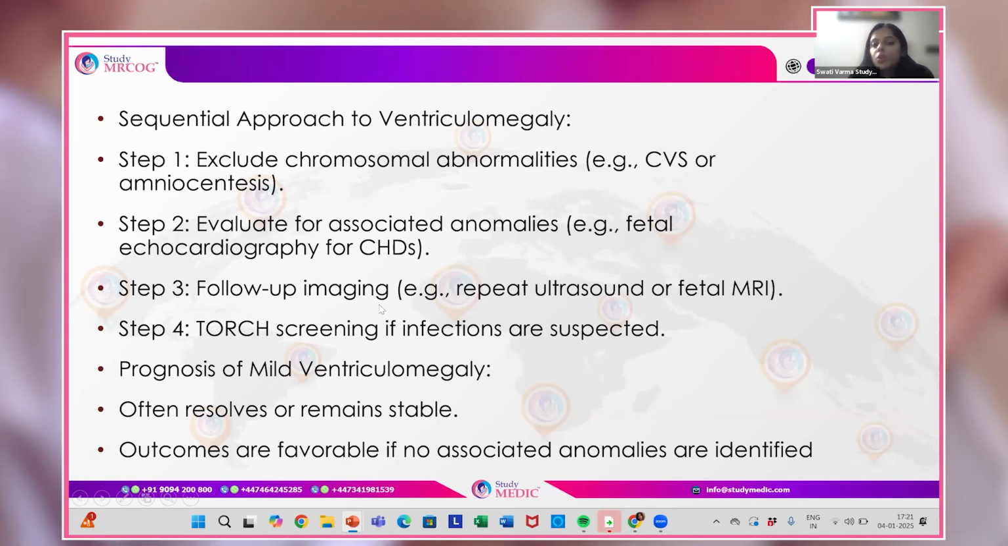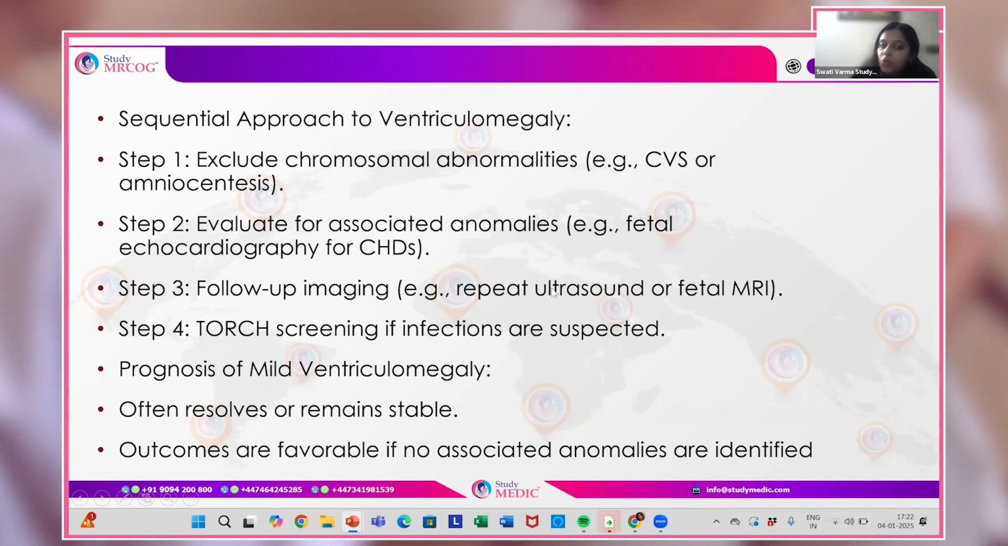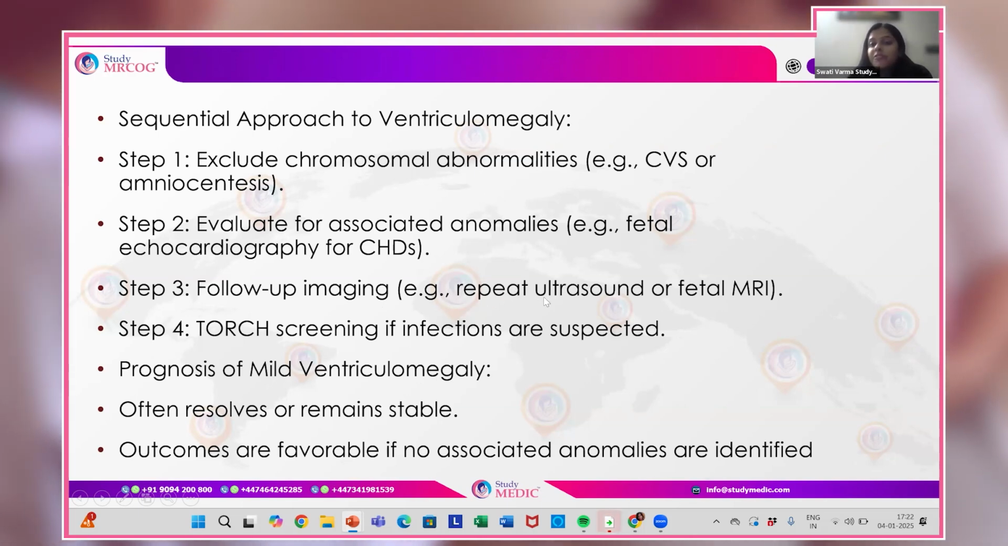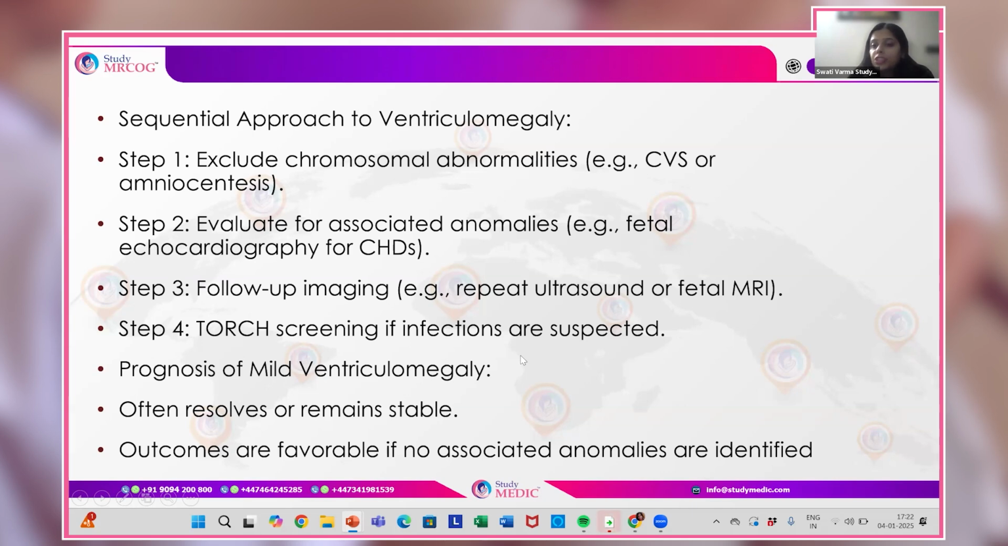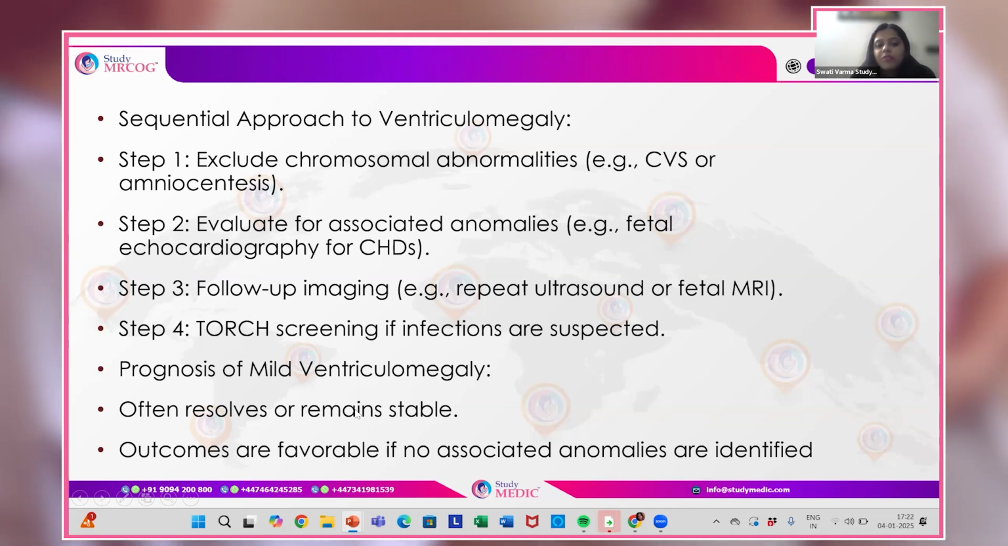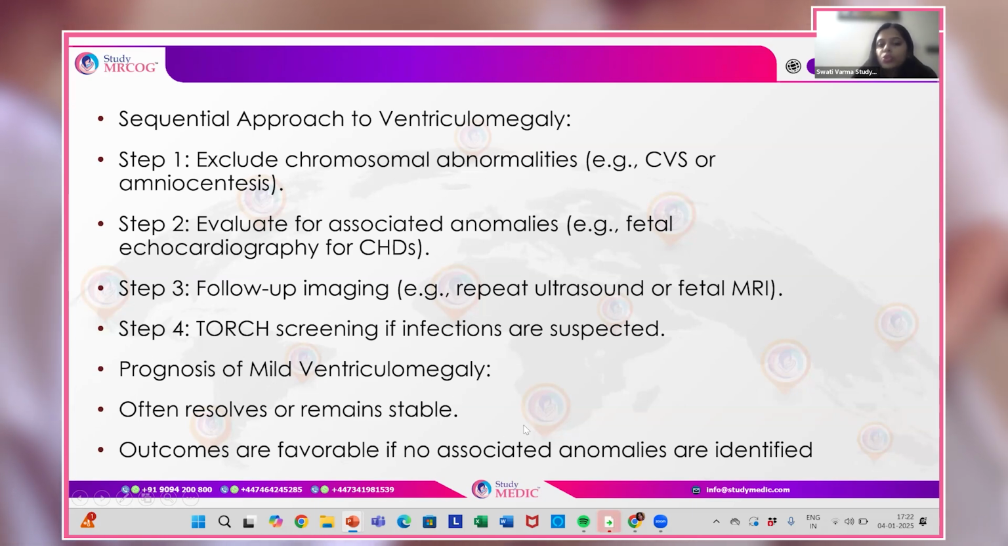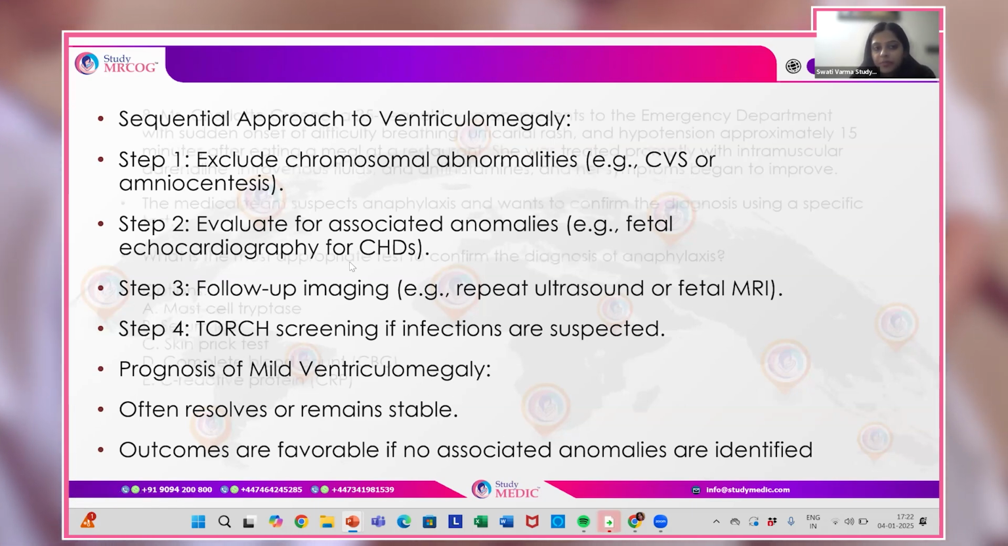Then you will choose follow-up imaging, that is repeat ultrasound, and on repeat ultrasound, if ventriculomegaly is persisting, worsening, getting more severe, then fetal MRI. And TORCH screening will only be done if infections are suspected. Regarding prognosis, it often resolves or remains stable, and outcomes are favorable if no associated anomalies are identified.